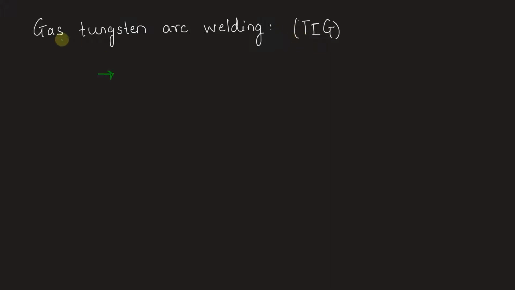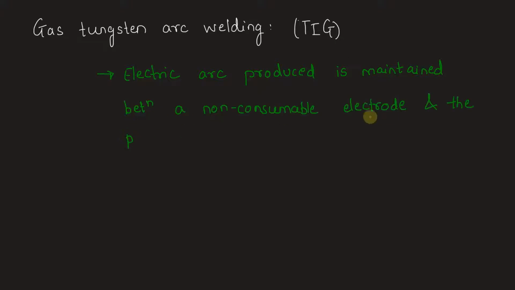Let's discuss some important points about option C, that is gas tungsten arc welding, which is also called TIG, tungsten inert gas welding. In this type of welding, the electric arc that is produced is maintained between the electrode and the part to be welded, but that electrode is a non-consumable electrode. So it is maintained between a non-consumable electrode and the part to be welded.